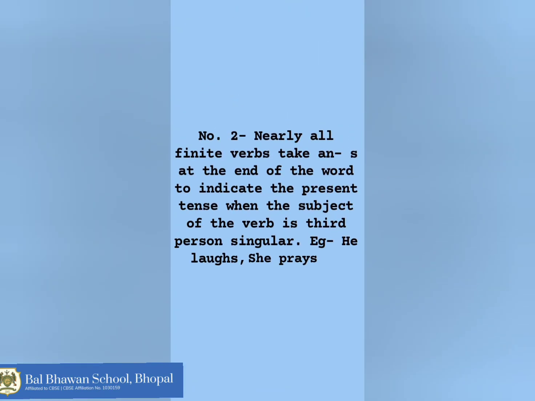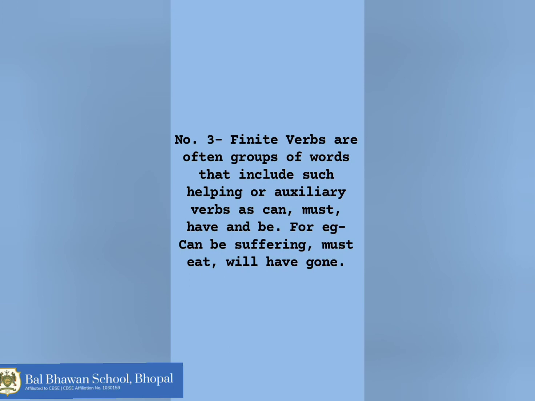Number 2, nearly all finite verbs take an s at the end of the word to indicate the present form when the subject of the verb is third person singular. For example, he laughs, she prays. Number 3, finite verbs are often groups of words that include such helping or auxiliary verbs as can, must, have, and be. For example, can be suffering, must eat, will have gone.